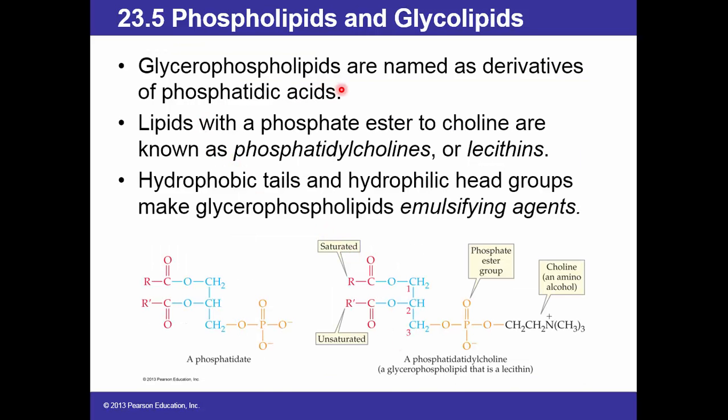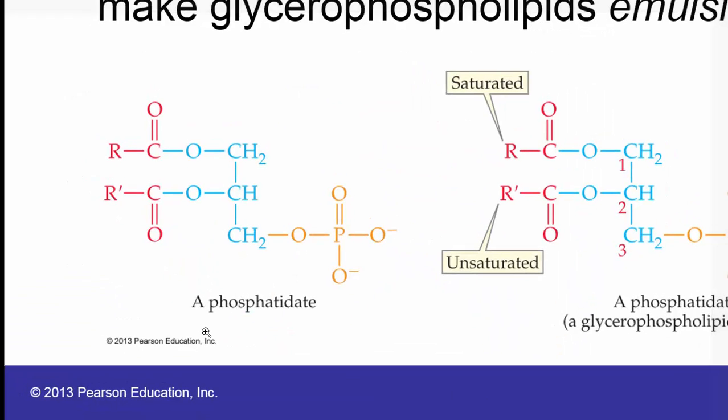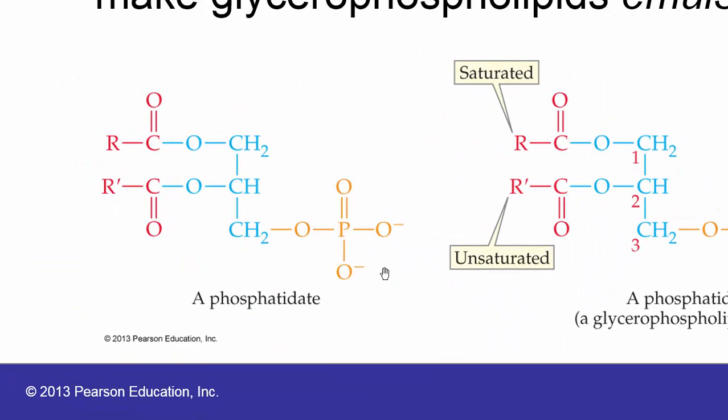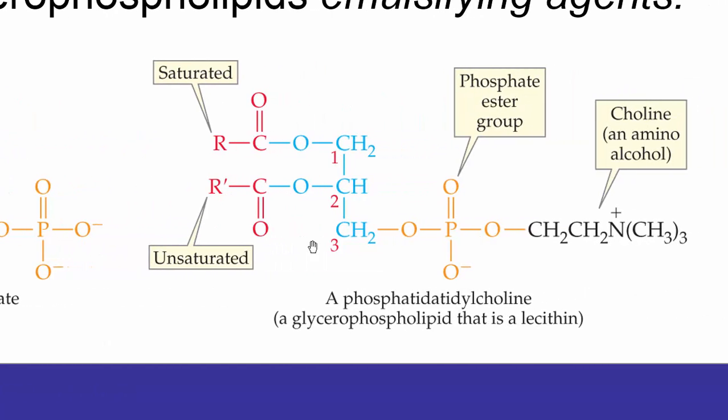Now, glycerophospholipids are named as derivatives of phosphatidic acids. Lipids with a phosphate ester to choline are known as phosphatidylcholines or lecithin. So, another name for phosphatidylcholine is lecithin. Know this. Hydrophobic tails and hydrophilic head groups make glycerophospholipids emulsifying agents. So again, here you have your phosphatidate, and if you attach choline here, it becomes a phosphatidylcholine.